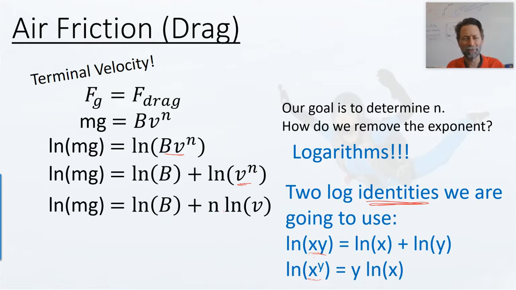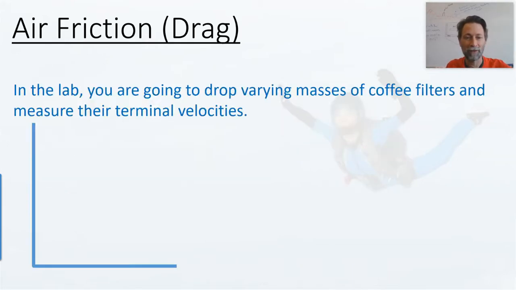Now, how does that really help us though? It helps us if you look at that equation, doesn't it look very similar to a y = mx + b equation? So if we graph this, we could graph on the y-axis the natural log of the weight, mass times gravity. On the x-axis, we can graph the natural log of the velocity, and then the slope of our line is going to be that n value.